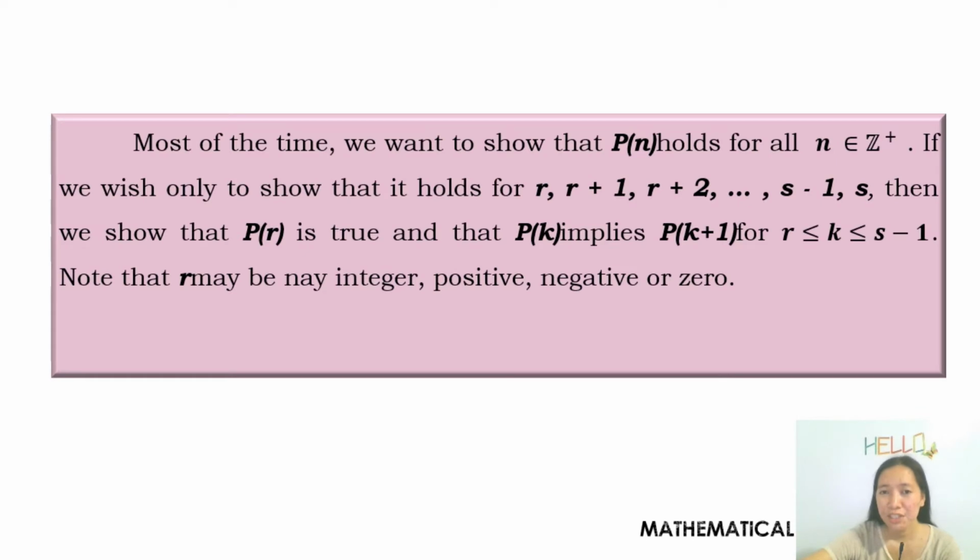Most of the time, we want to show that P of n holds for all n element of positive integers. So if we wish only to show that it holds for r, r plus 1, r plus 2, and so on, up to s minus 1 and s, then we show that P of r is true and that P of k implies P of k plus 1 for k greater than or equal to r but less than or equal to s minus 1. Note that r may be any integer, positive, negative, or 0.